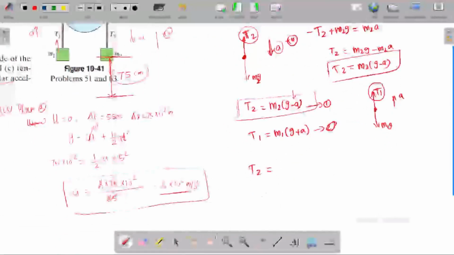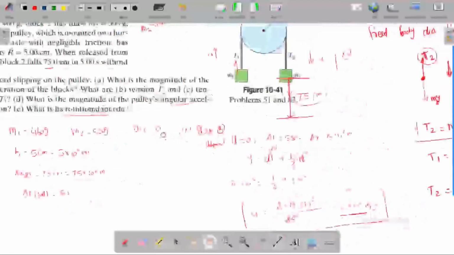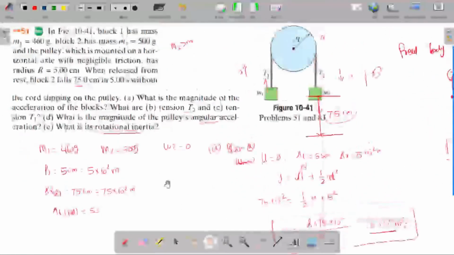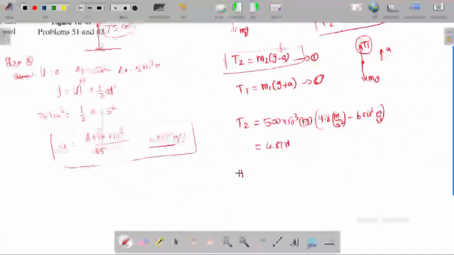So T2 is equal to, what is the value of M2? M2 is 500 gram, so convert into kilogram: 500 into 10^-3 kilogram. Gravity is 9.8 meters/s². What is the acceleration? Acceleration is 6×10^-2 meters/s². From this we get the value of tension 2. Tension 2 is 4.87 newton.